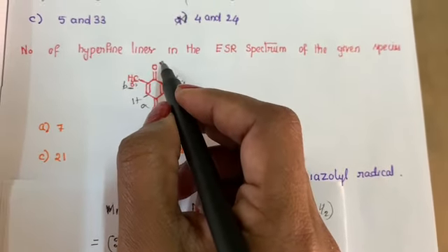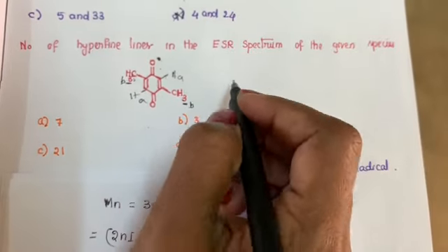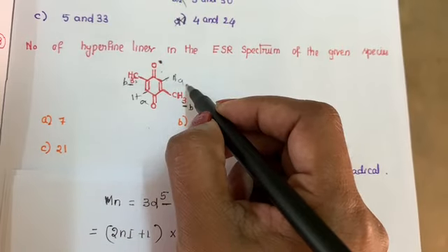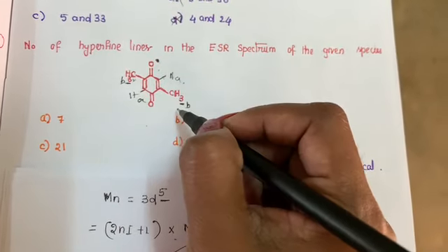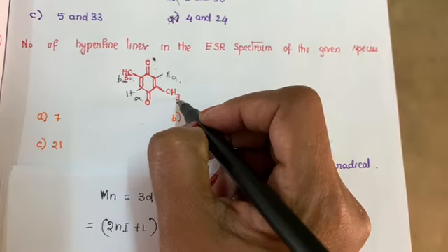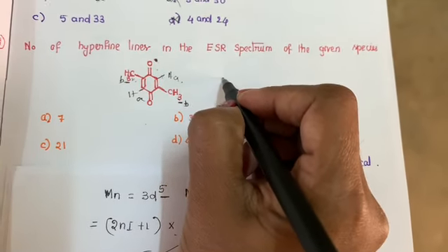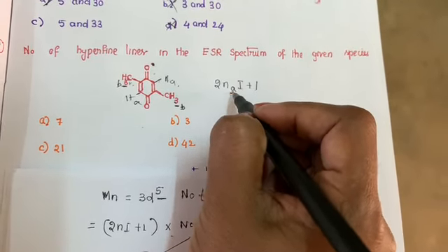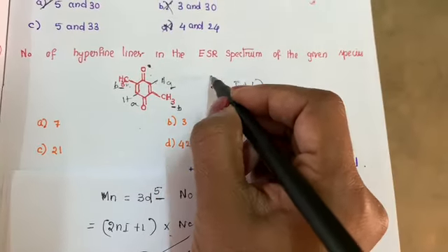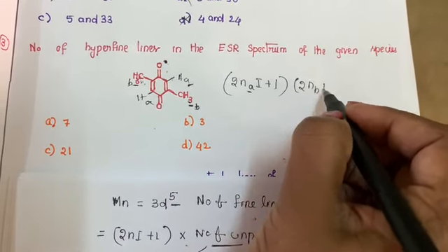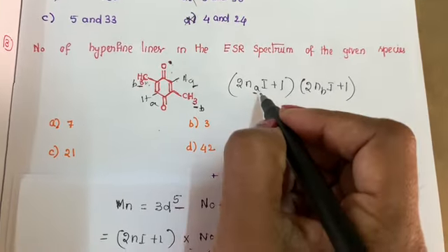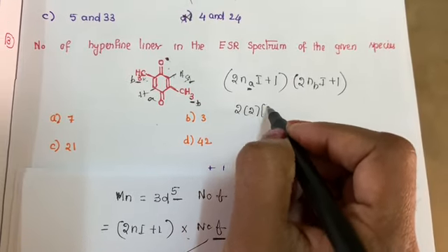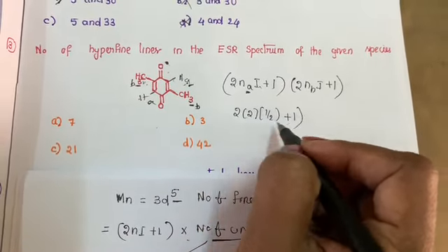So this unpaired electron can interact with 2 different sets of hydrogens. The one unpaired electron will interact with 2 equivalent hydrogens, and at the same time it can also interact with 6 other equivalent hydrogens. So the total number of hyperfine spectral lines can be calculated by using the formula 2NaI plus 1, where Na means one category of hydrogens, multiplied by 2NbI plus 1. So for 2Na, how many hydrogens of this kind are there? Only 2, and the hydrogen spin I value is half, plus 1.